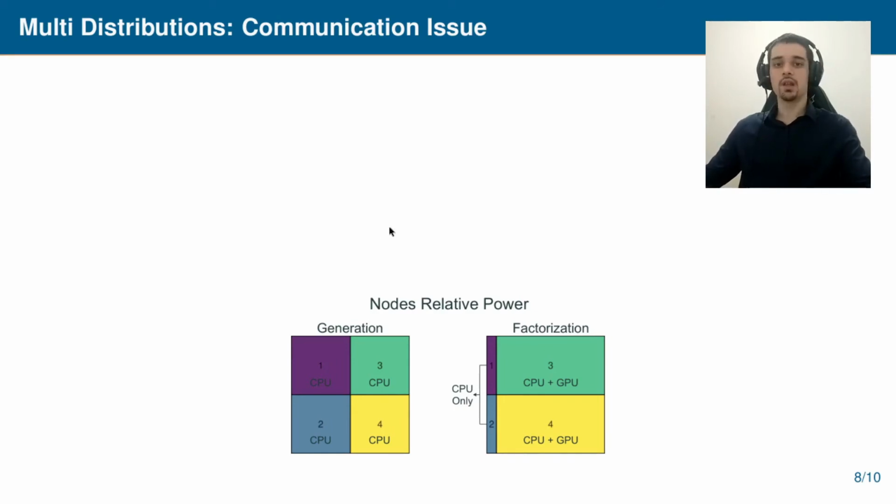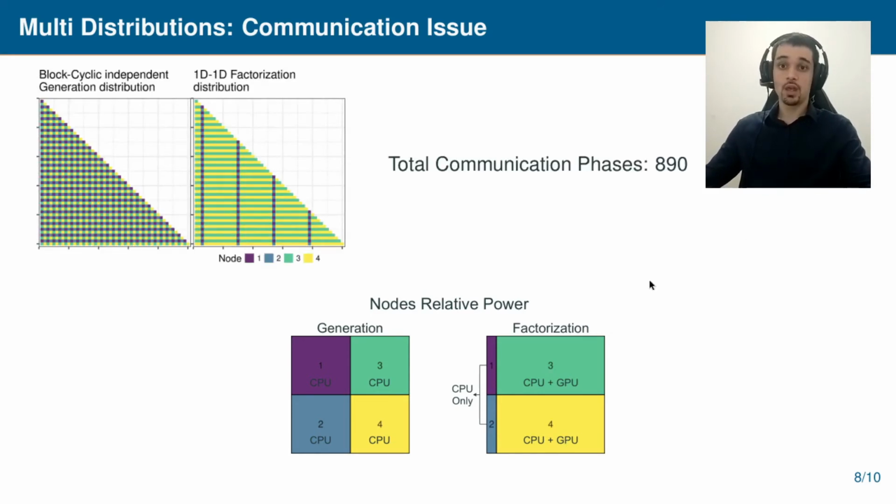So first, let's consider this scenario here where we have 4 machines, where 2 only have CPUs and 2 have GPUs. And the generation only uses CPUs, but factorization uses CPUs and GPUs. So nodes 3 and 4 should receive more load in factorization. If we create the distribution individually, we can have a factorization distribution using a heterogeneous algorithm, 1D1D, and we can have a block cyclic distribution for the generation.